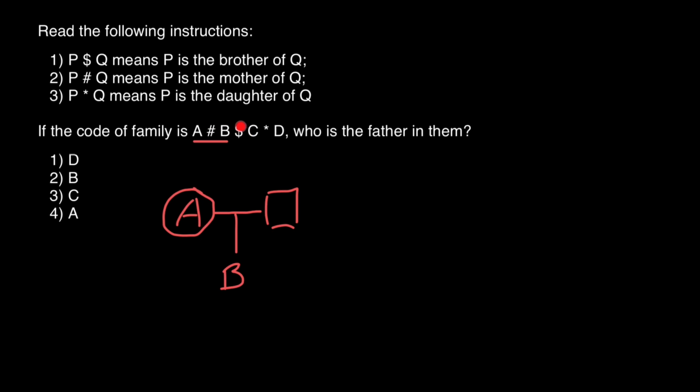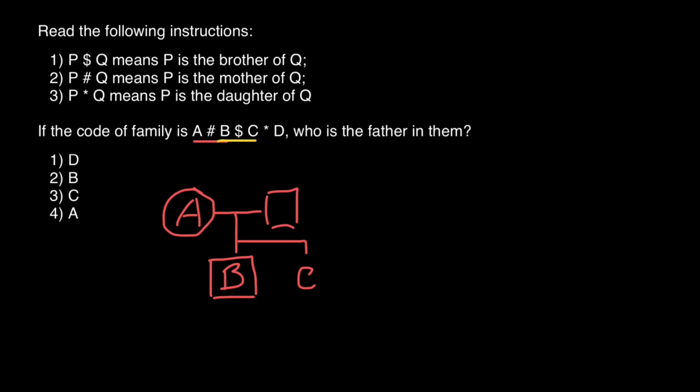Next, B $ C, and the $ sign means that P is a brother of Q. In our case, B is a brother of C. So now we know the gender, it has to be male, and B is a brother of C. And we don't know the gender of C yet.